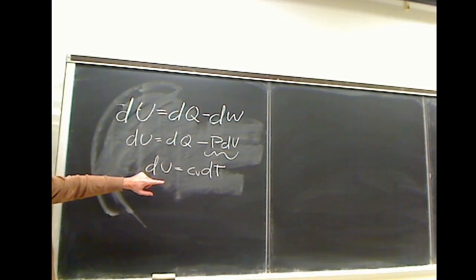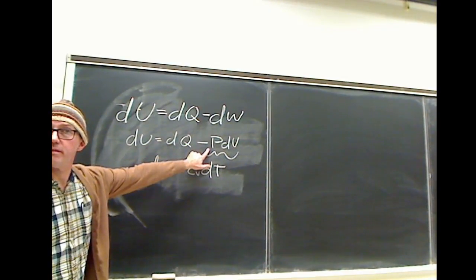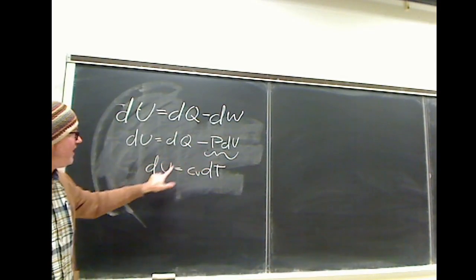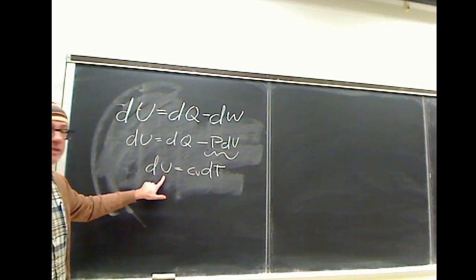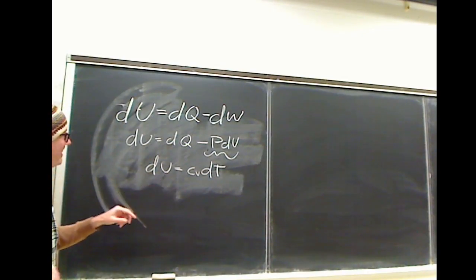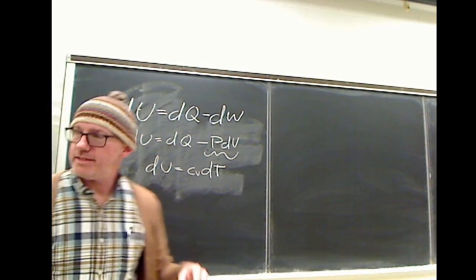So dU goes down because you've done work. The internal energy goes down because you've done work against the system. And then the temperature goes down because the internal energy goes down, right? Okay, so that's where we start.